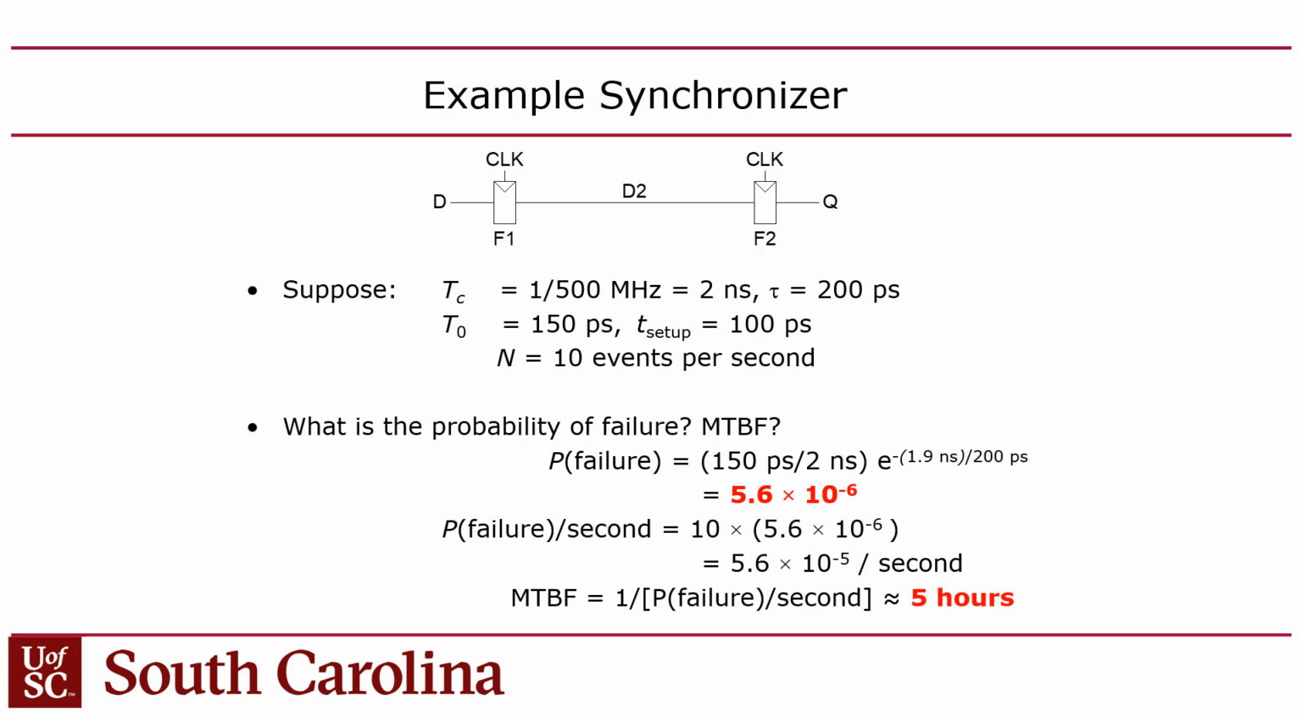But then, if you're doing it 10 times per second, you multiply by how many times? 10 times per second, and then you take the reciprocal, and it's 5 hours, right? There's 5 hours between failures expected, right? Make sense? And that's with the synchronizer, obviously. That's assuming you have a synchronizer protecting.